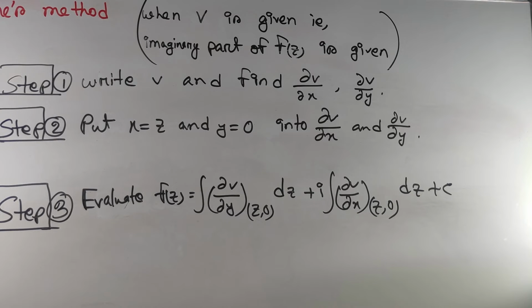So by these two conditions of Milne's method, we will find any f(z) easily when v is given or when u is given. Okay, now let's see a question. Then you will easily be able to find any f(z) in your exam question paper.